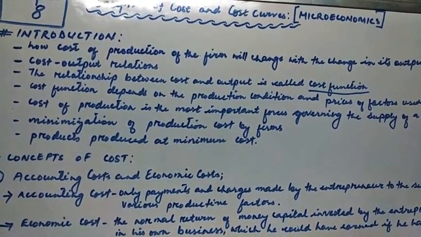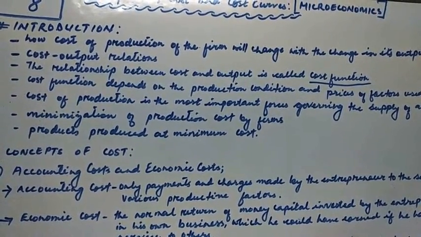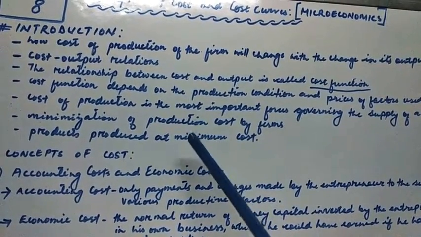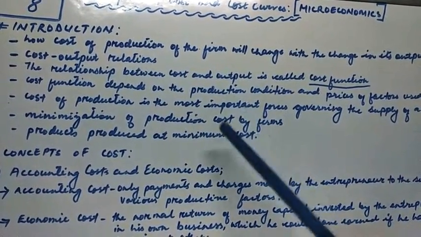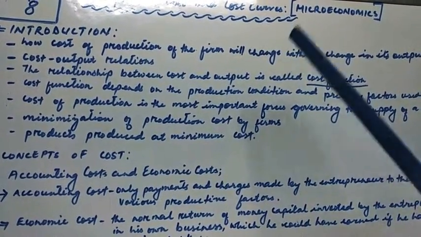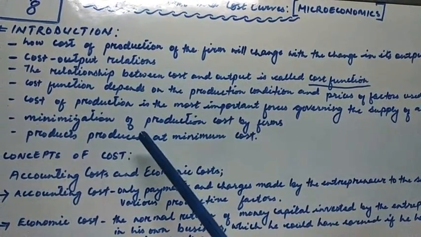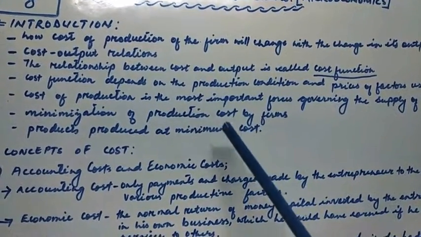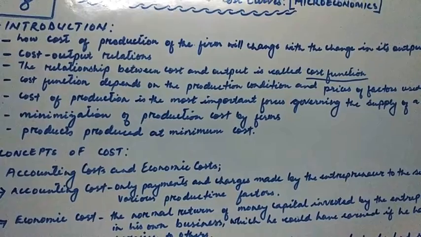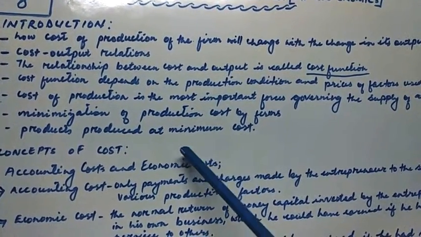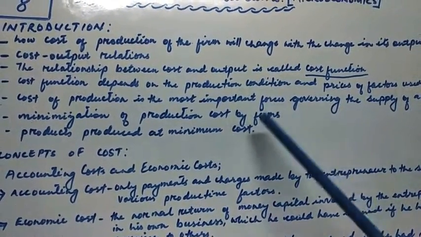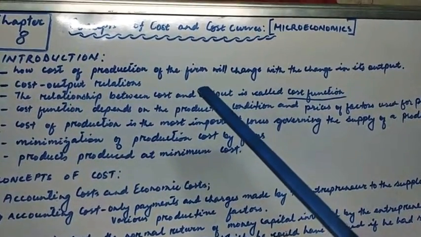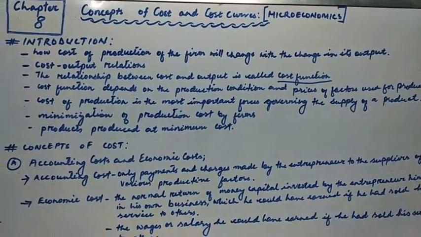What a firm does is try to minimize the production cost. Profit-motive firms or producers will try to minimize the cost of production. That is why we can conclude that products are produced at the minimum cost of production. So that is the brief introduction to the concept of cost and cost curves.